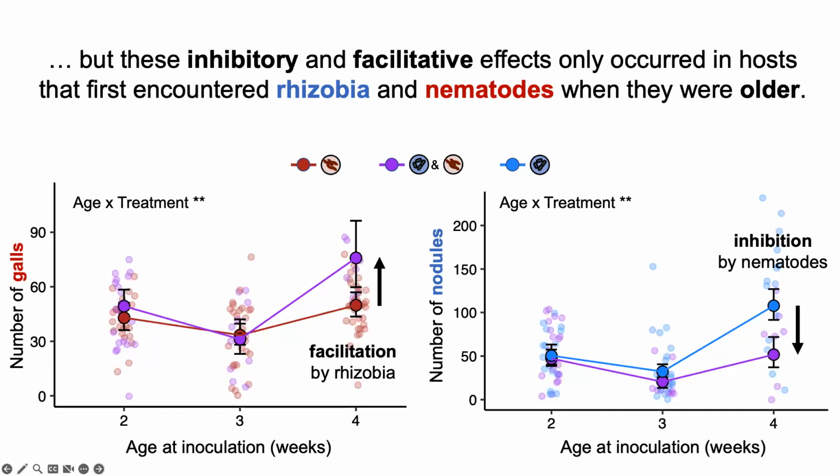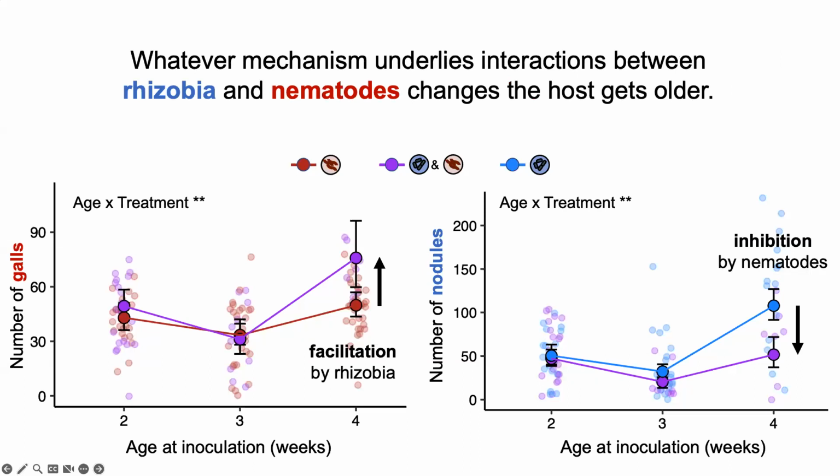Mechanistically, I don't know exactly what's going on here, but it suggests to me that whatever mechanisms underlie these interactions between rhizobia and nematodes must be changing as the host ages, because what plays out on a 4-week-old host is different from what plays out on a host that encounters these critters when it's much, much younger. So this is all I'm able to tell you about this result right now. I'm really interested in following it up, for example, by tracking host gene expression over time to ask what's changing about either the distribution of resources or immune functions as hosts age that might be influencing the crosstalk or conflict between these two organisms.